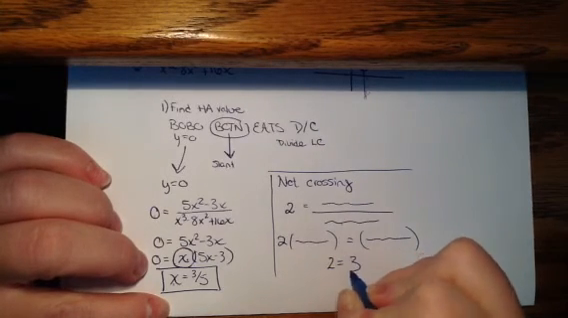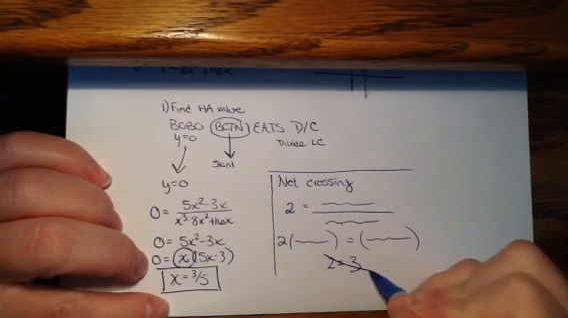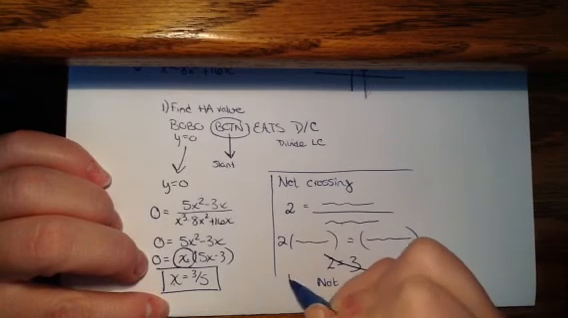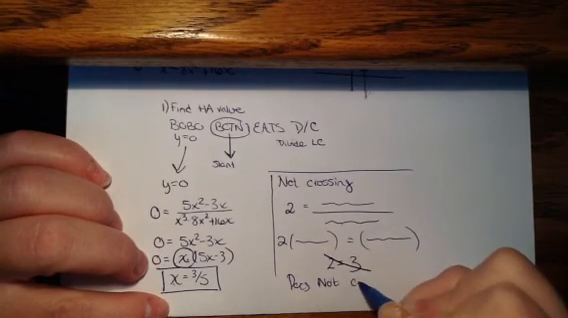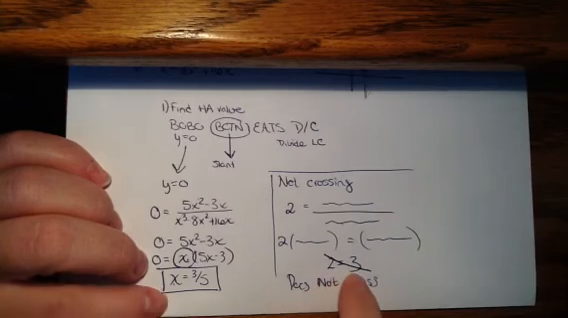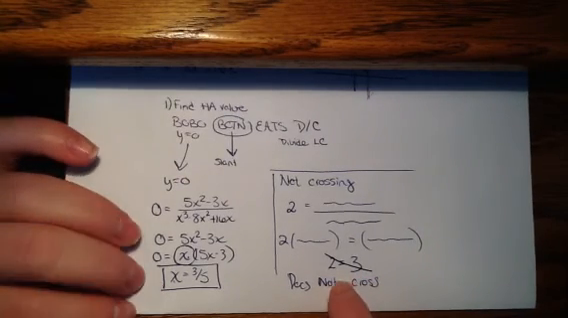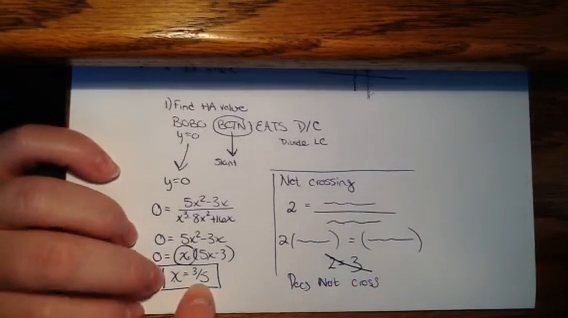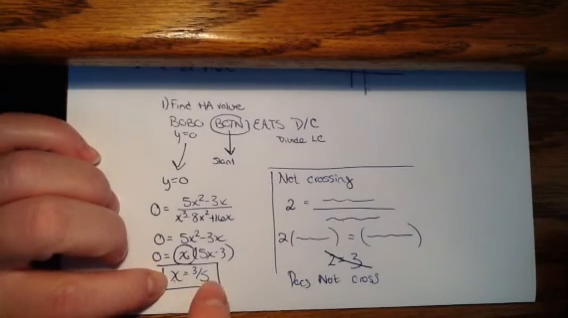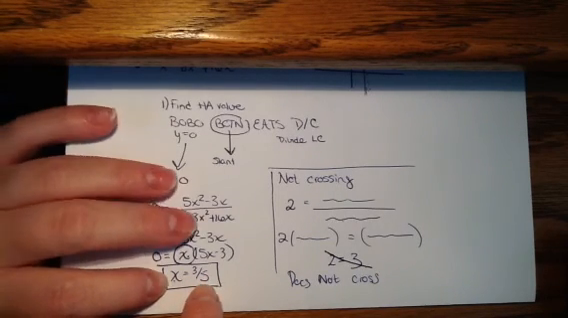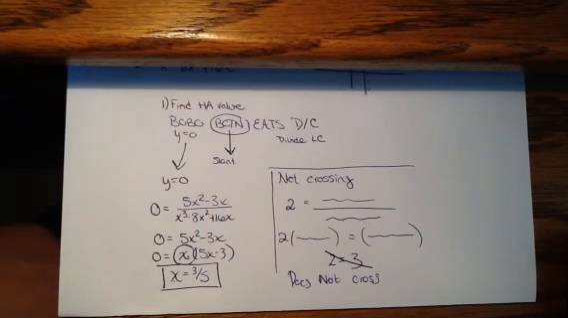2 equals 3, we know that's not a true situation, so that would mean it does not cross. So if you get a mathematical statement after solving that's not possible, then it means it doesn't cross. And if you get a mathematical statement of x equals something, that x equals tells you where you're going to cross your horizontal asymptote.